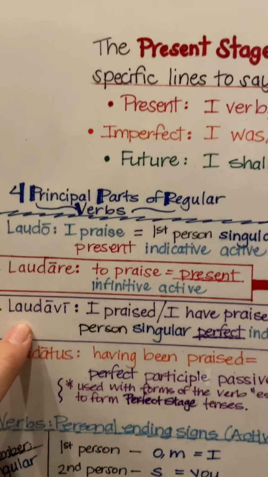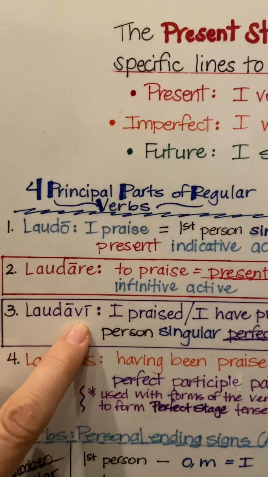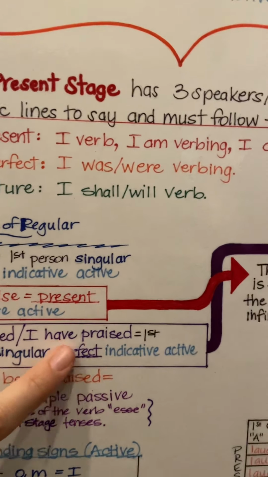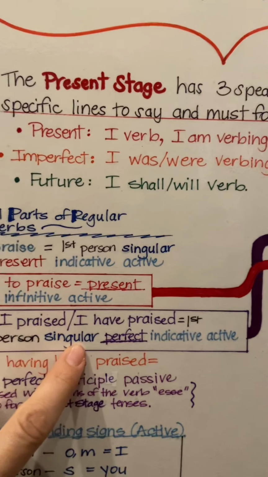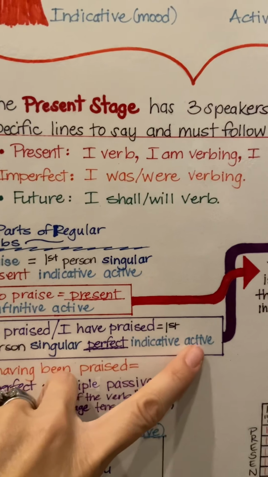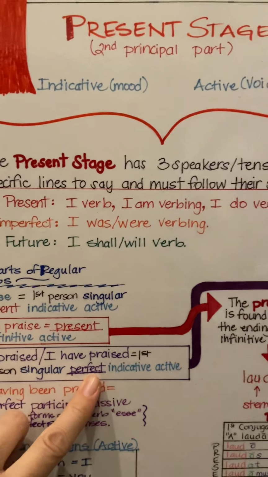Then we come down here to laudavi, okay, and the V always gets the W kind of sound. Laudavi means I praised. We notice it's past tense here. I have praised. It's first person singular. Sorry, I cut that off. Singular perfect indicative active. Perfect is telling us the stage on which this is going to be working.